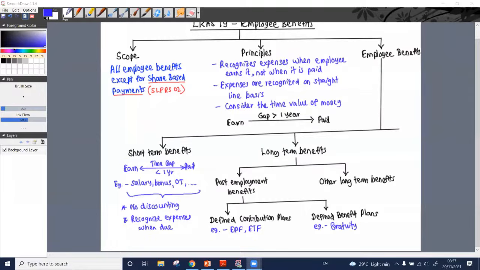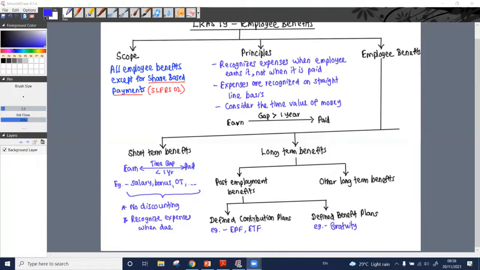Is discounting applied to EPF and ETF? Is the time value of money considered? No. So that is one difference. In defined contribution plans there is no discounting. But when it comes to defined benefit plans, we need to consider discounting.